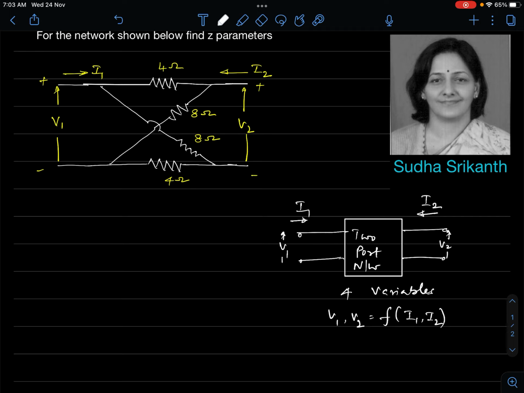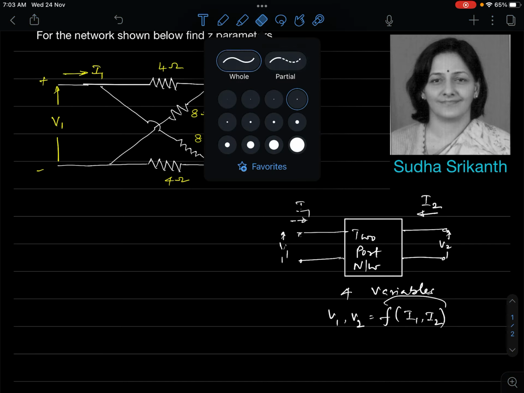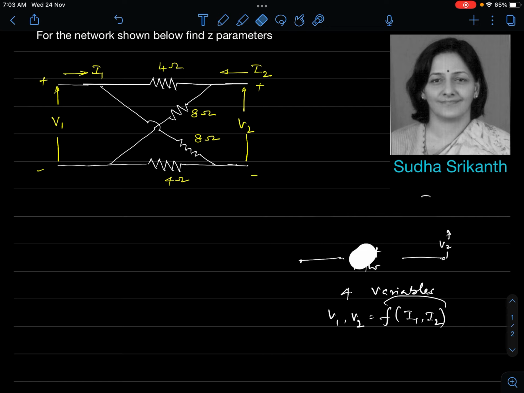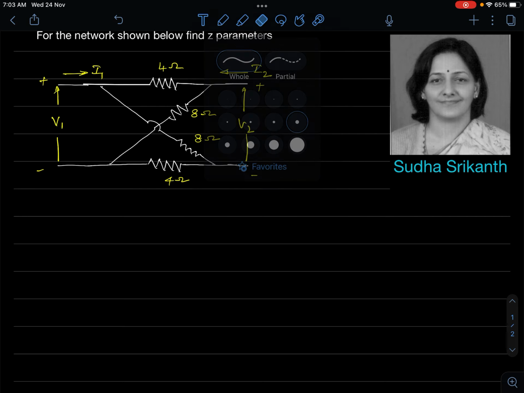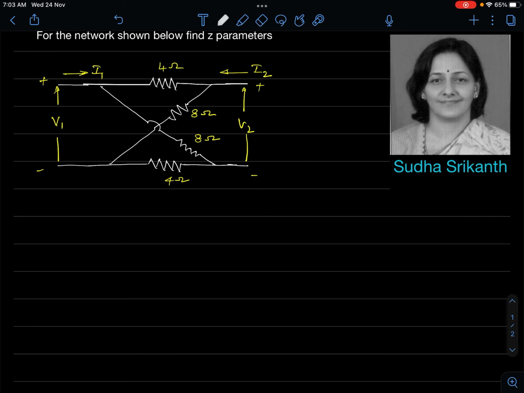So in impedance parameters, I1 and I2 are the independent variables. It is the current in what we call the input port and the output port. So the input port and output port currents are the independent variables, where the two voltages V1 and V2 are the dependent variables. With this background, we will go ahead with the problem. I will clear whatever I have written, as we will not require this. It is sufficient if I have only the expressions. All right, so this is the network given to us.